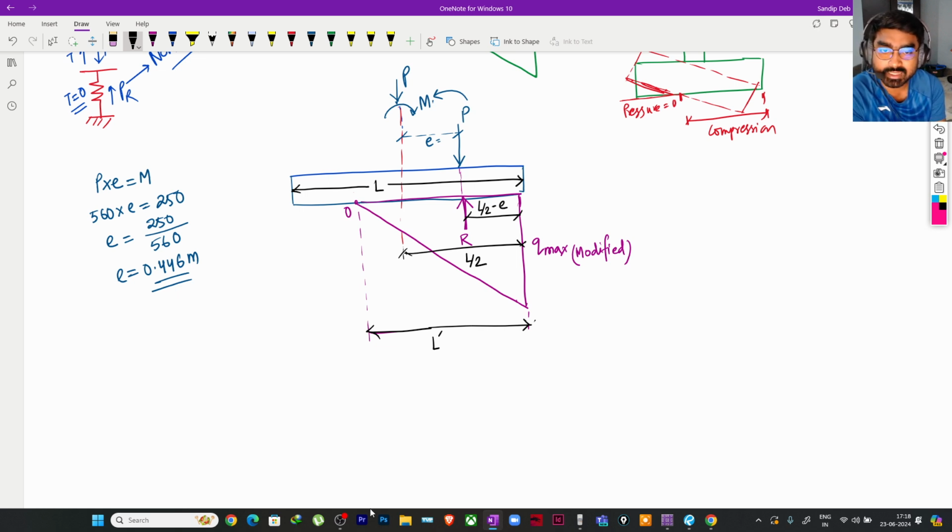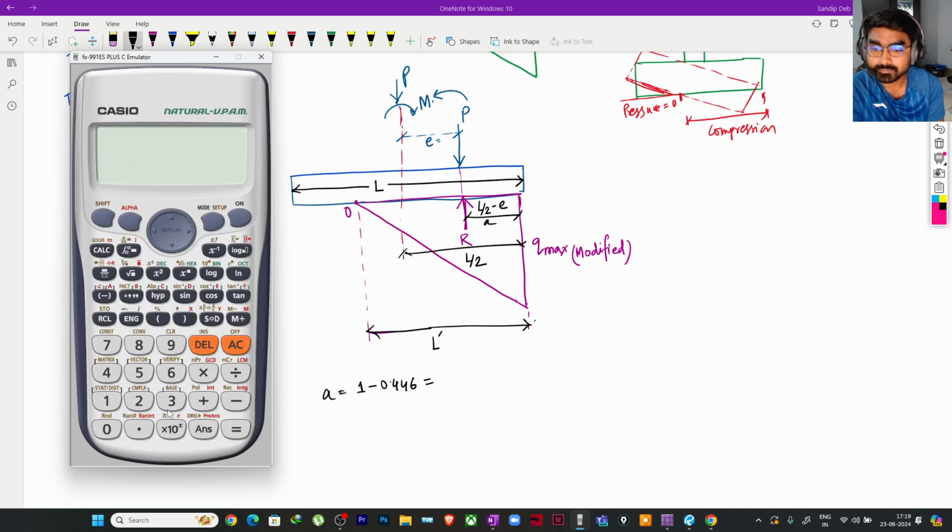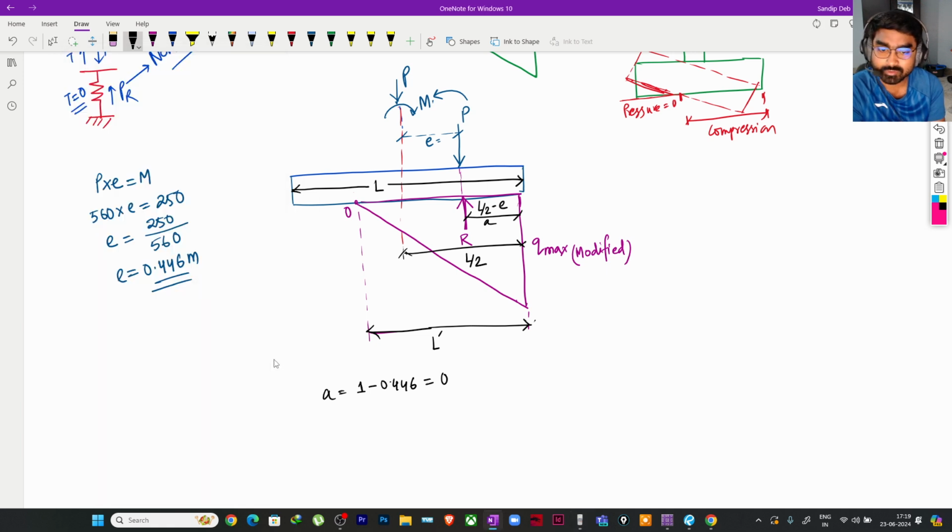Suppose I call it A. This A will become L by 2, which means 1 meter, minus E, whose value is 0.446. So if I calculate 1 minus 0.446, I am getting a value of 0.554 meter. So this width is 0.554 meter.